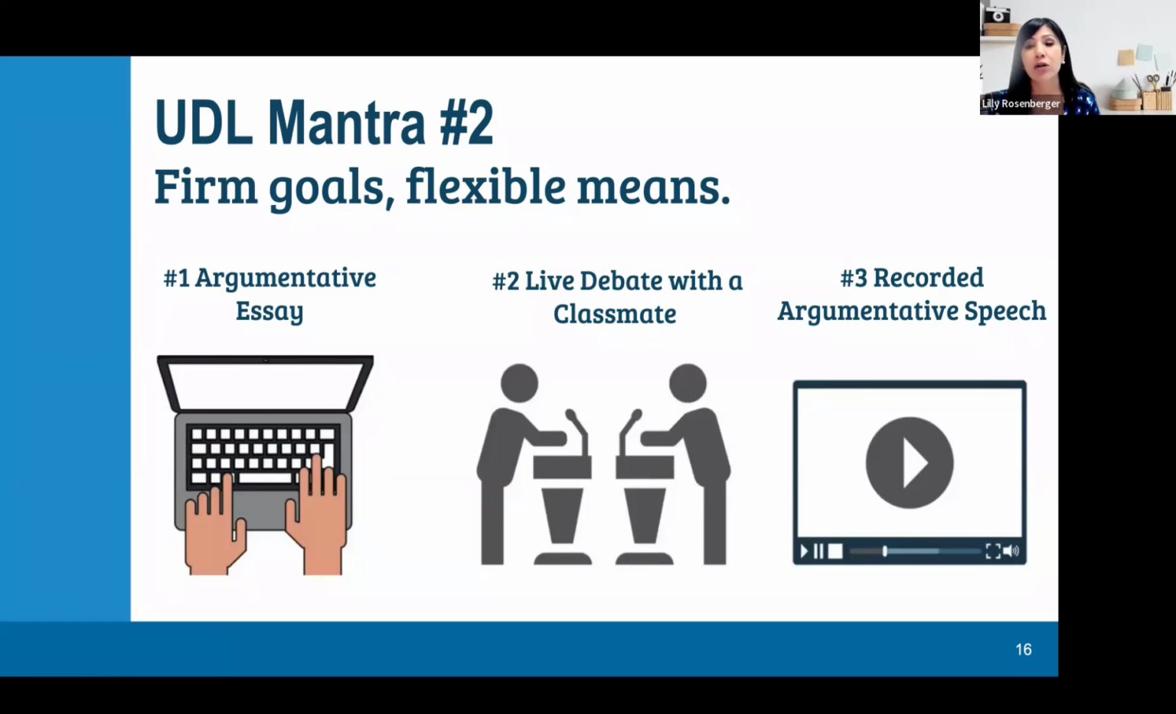For example, to assess students' skills related to formulating an argument, students can be given the choice to either write an essay, participate in a live debate, or even record themselves giving a speech.